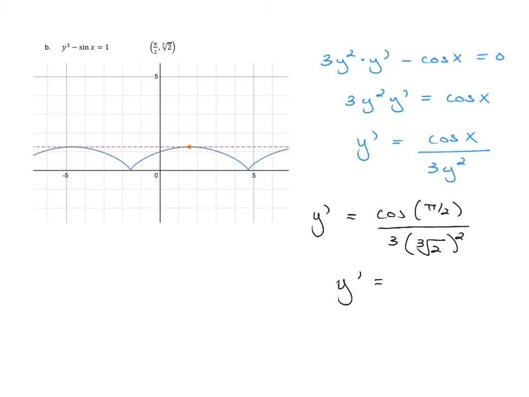This actually equals 0. The reason for this is, well, this denominator is just going to be some number. It's going to be a mess. But cosine of pi over 2 is 0. And there we go. We have the slope of our line.